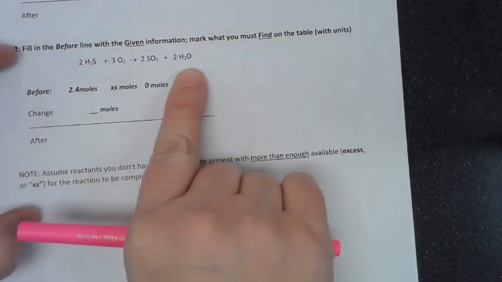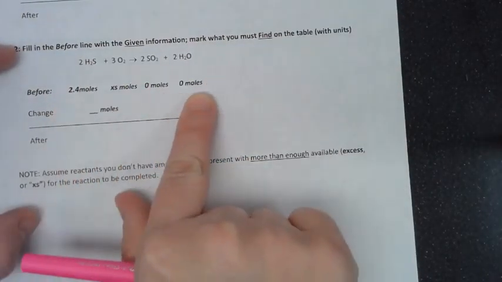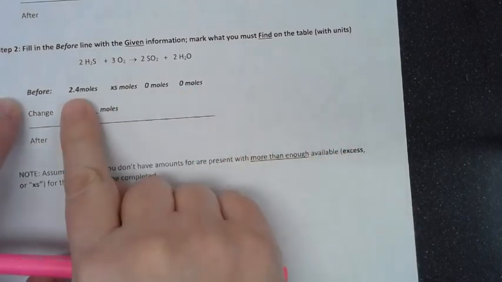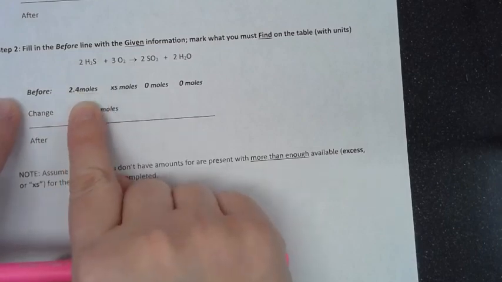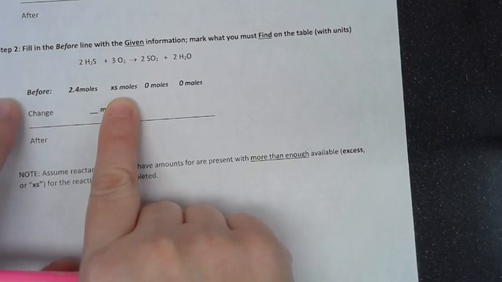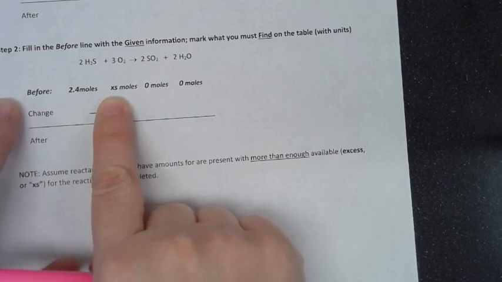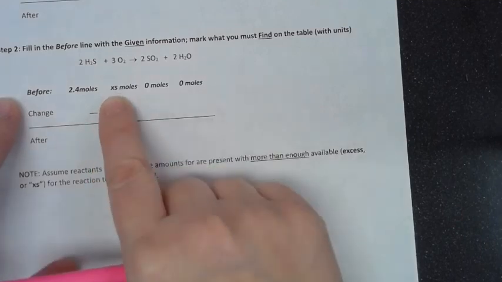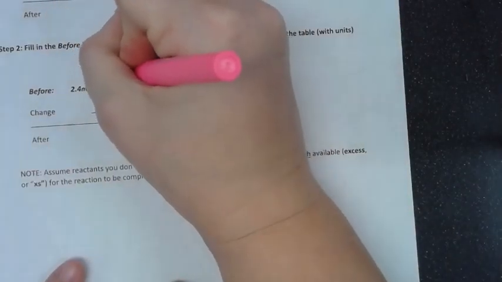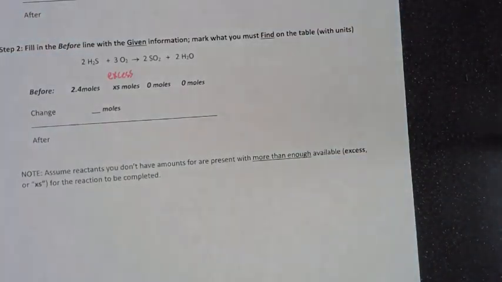Underneath our chemical equation, we write out how many moles of everything we have before the reaction takes place. We're told that we have 2.4 moles of hydrogen sulfide. We're told that it has to burn in air. You see XS, that's not extra small. That means excess, an abbreviation so that you don't have to write excess every time.